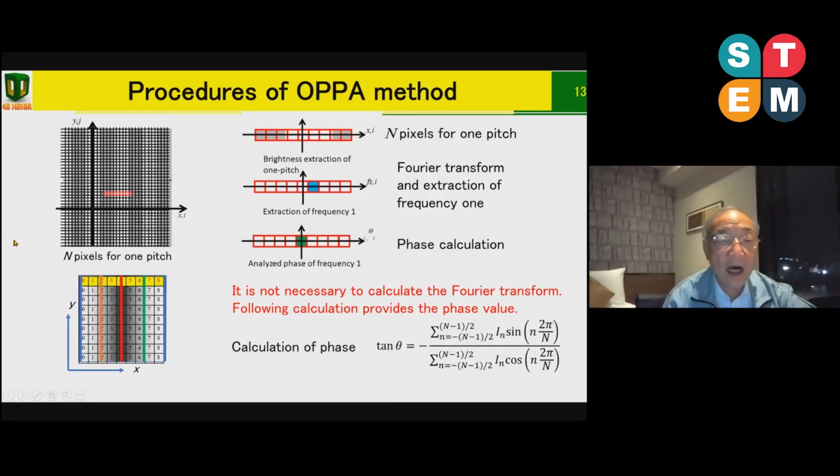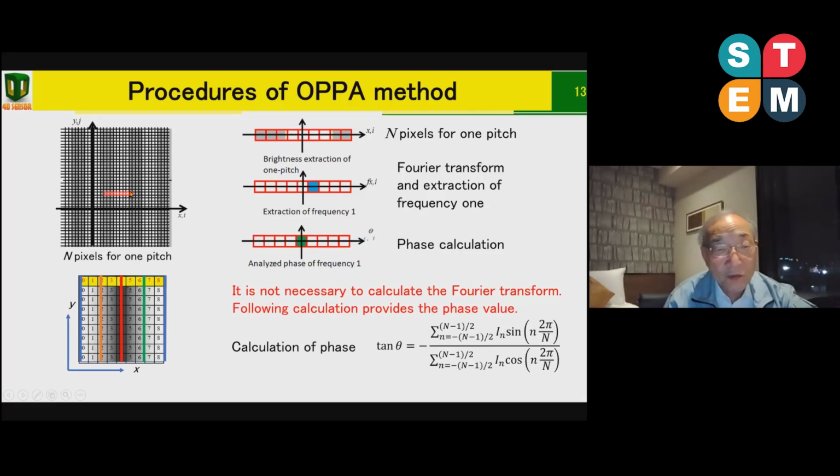So this is a schematic image of the grating pattern. If we extract one pitch data, for example, in this case, 9 pixels, from these 9 brightness data, by calculating the Fourier transform, we can obtain Fourier spectrum, frequency 0, frequency 1, 2, 3, 4, and -1, -2, -3, -4. By extracting frequency 1 and erasing other frequencies, then calculate the phase. The phase is stored in the other memories in the center of the 9 pixels.